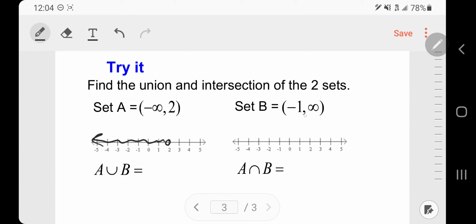And then on the right, I'm going to have a -1, open circle again, and that is going to infinity on the right. Okay, so the union is, again, the combination of both sets. So it is going to be -∞ on the leftmost point, and it's going to be +∞ on the rightmost point, which is really just all real numbers.